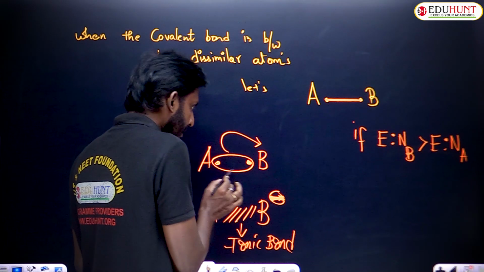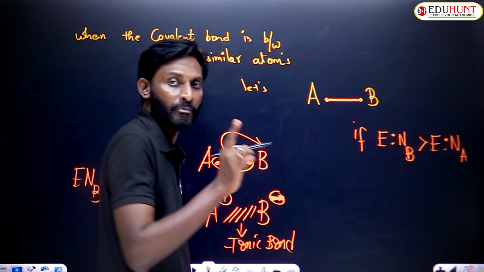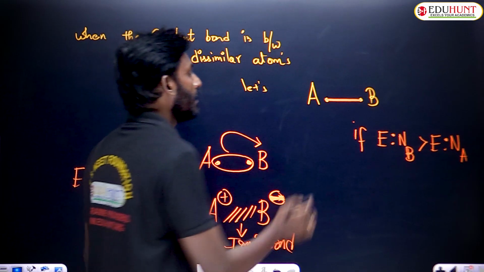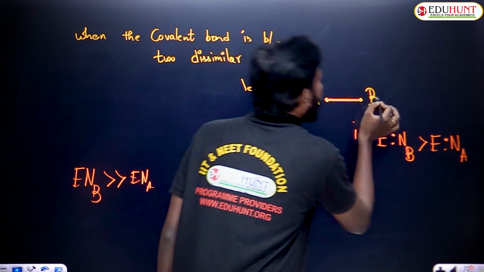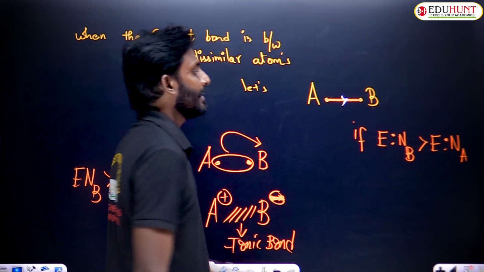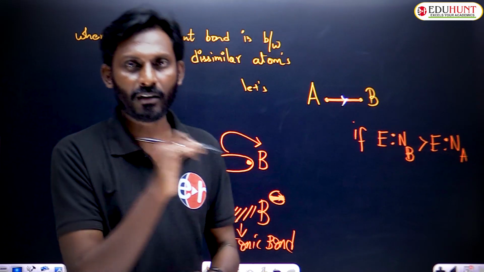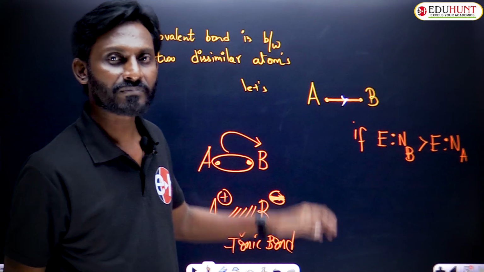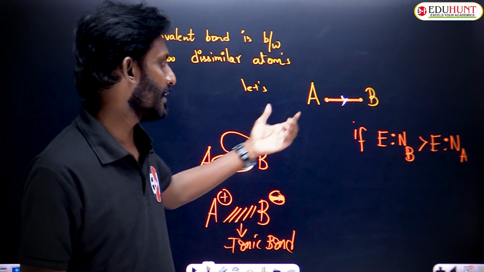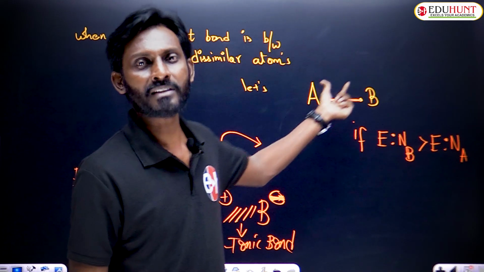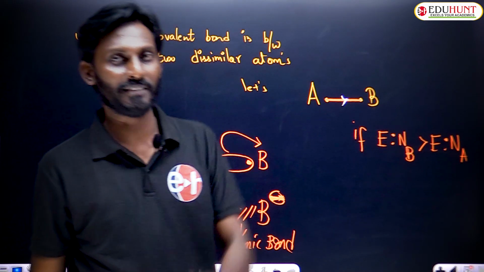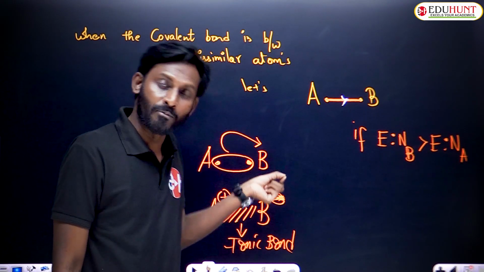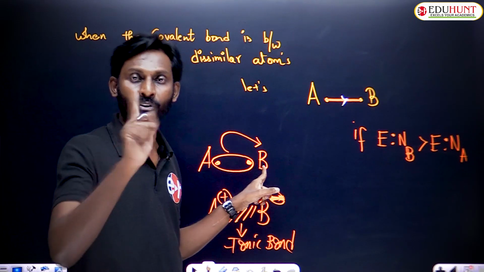If the pair moves completely, full negative, full positive. Now it is moving partially. That arrow mark head, what I mean is this pair is partially moving towards B, not fully. If this pair fully moves, B will get full negative.